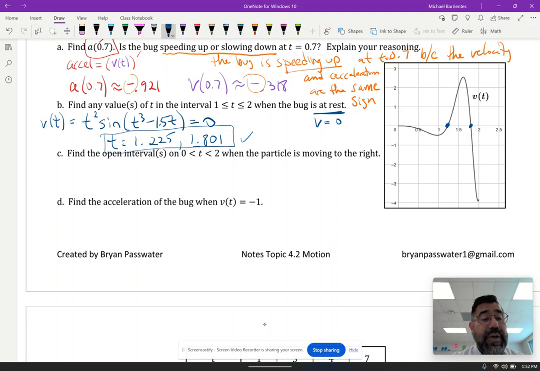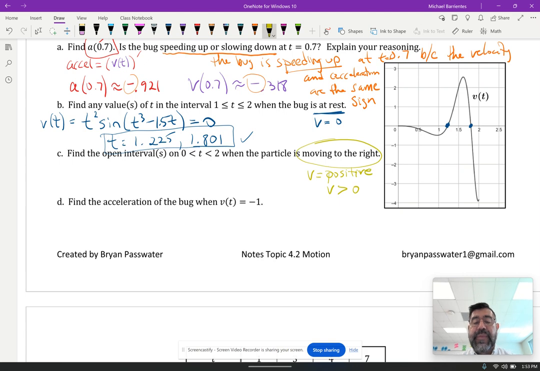C is asking for the open intervals between 0 and 2 when the particle is moving to the right. So what does that mean if the particle is moving to the right? That means the velocity is positive. Or you can say the velocity is greater than 0. Well, the velocity is positive here, so it's in between these 2 points. The velocity is negative down here. But in between those blue points, the velocity is above the x-axis, therefore it's positive.